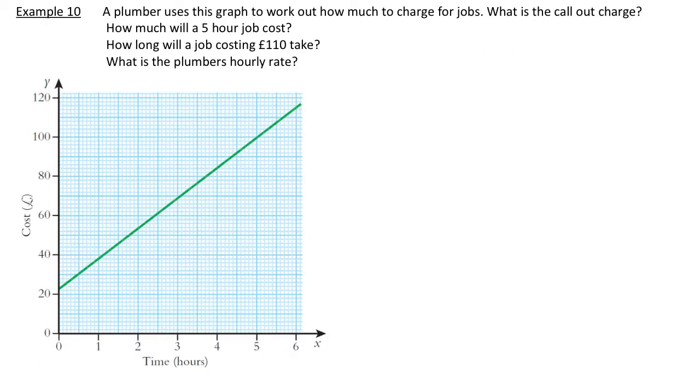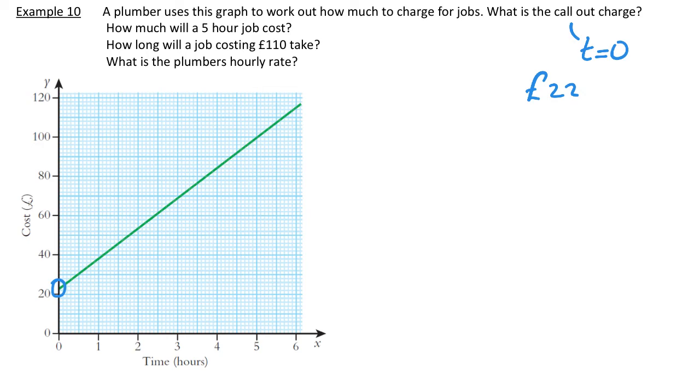Example 10. A plumber uses this graph to work out how much to charge for jobs. What is the call-out charge? The call-out charge is the charge that he takes for just going to the house. To work that out, it's basically whenever the time he has spent is 0. So when t equals 0, that's the call-out charge, which we can see crosses the axis just above 20, one small square above, so that's going to be £22.